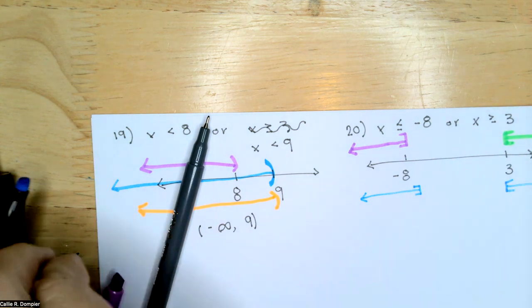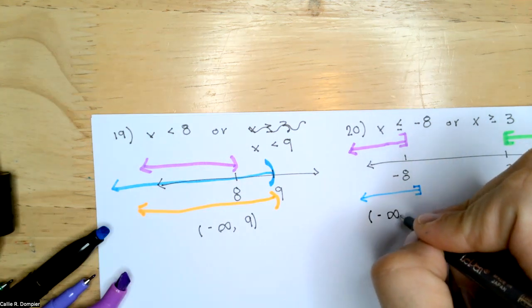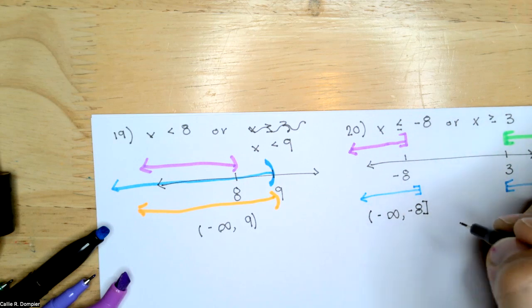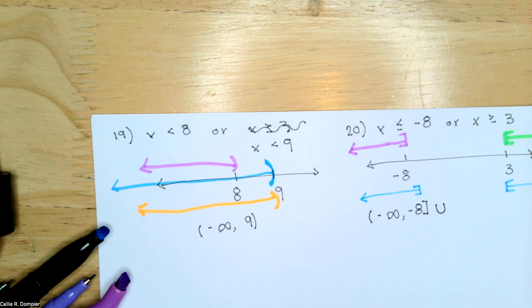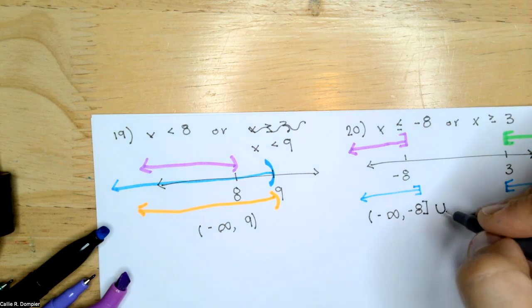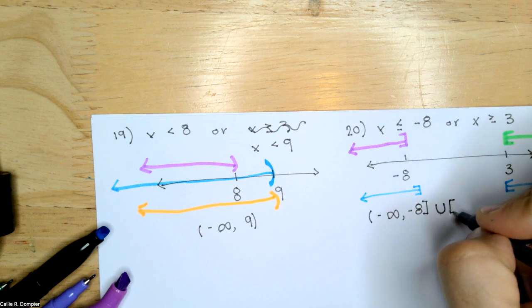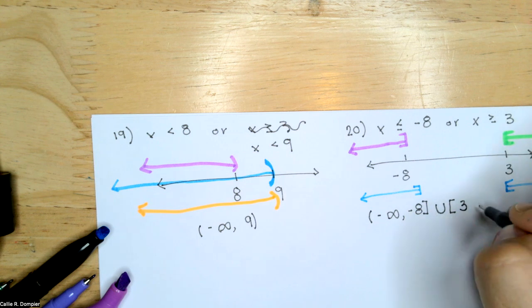Good. Okay, so the way we would write that is negative infinity to negative 8 with a bracket. Union, so we're going to put a U. Sometimes they ask for a U, sometimes they ask for a comma. So if you get it wrong because you put in a U, you might need a comma. 3 to positive infinity. Okay.